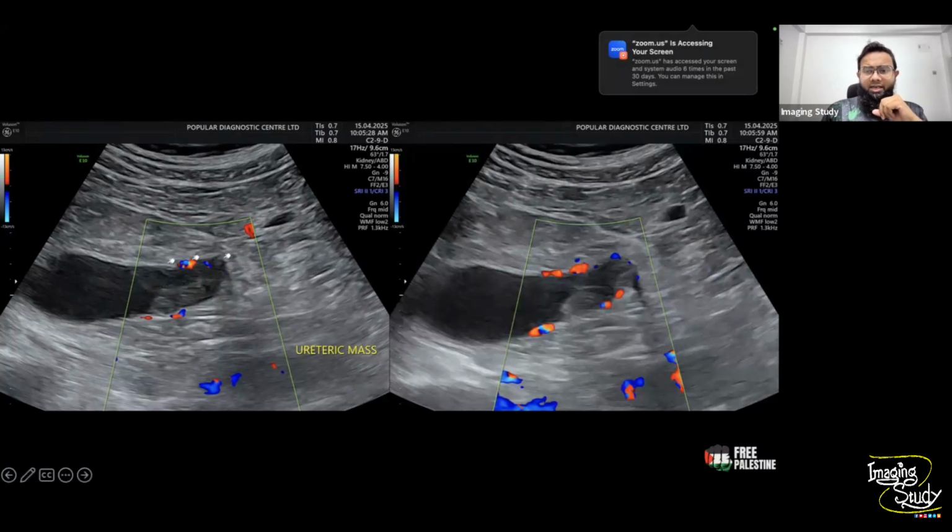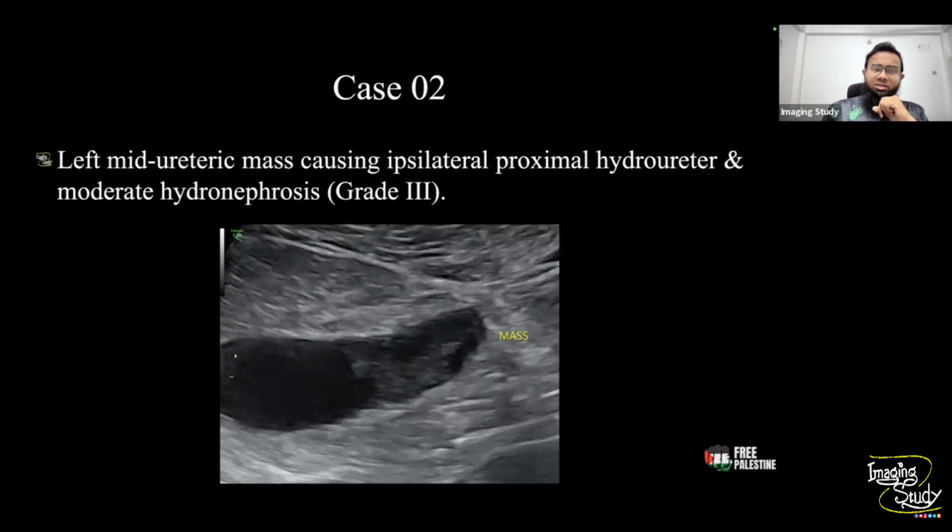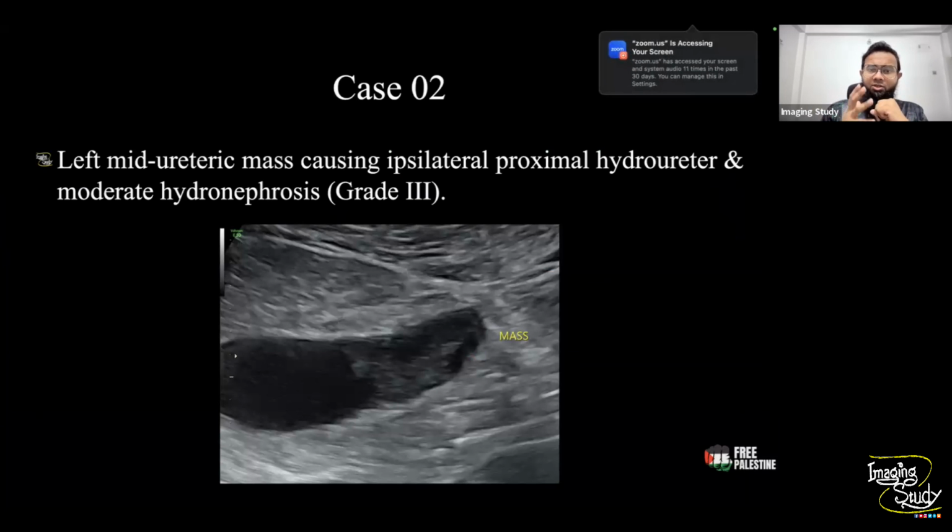So here's the vascularity again. You can see it is showing a good amount of vascularity. So this was a case of left mid-ureteric mass causing ipsilateral proximal hydroureter and moderate hydronephrosis.